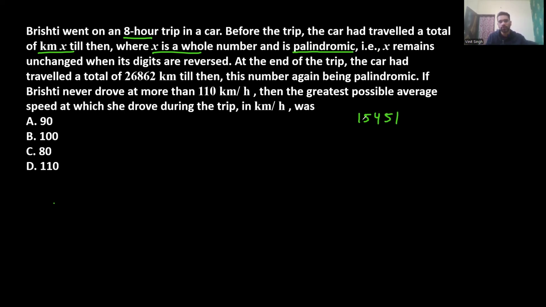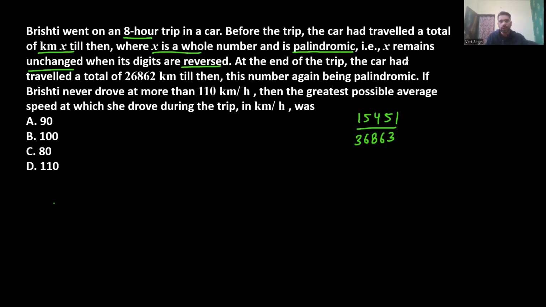Now we start from the left-hand side: 1, 5, 4, 5, 1. The same remains from the right-hand side: 1, 5, 4, 5, 1. It's called a palindromic number, like 3, 6, 8, 6, 3. This is also a palindromic number. From the left-hand side and the right-hand side, the number remains the same. Now, come to the question. X remains unchanged when its digits are reversed.